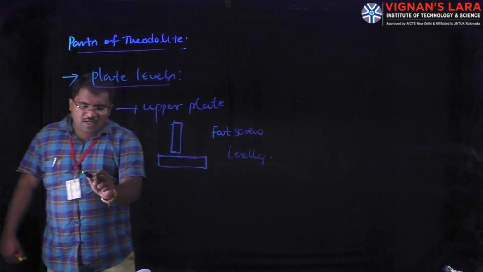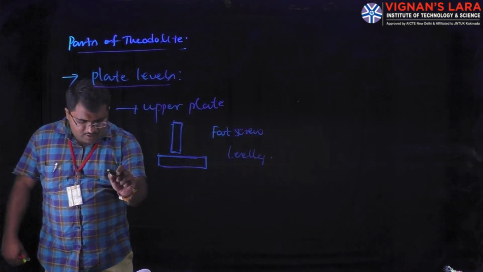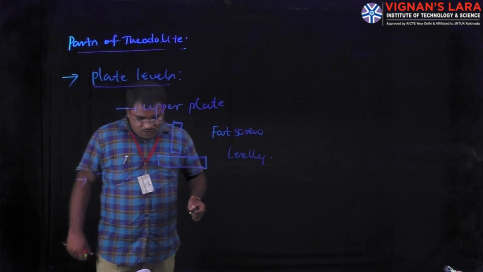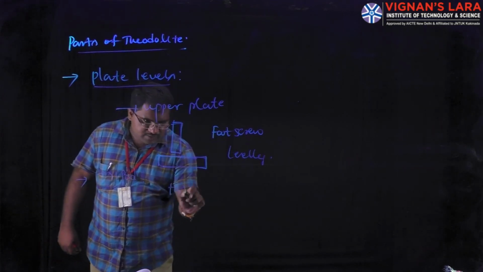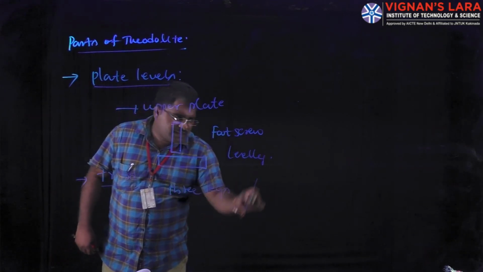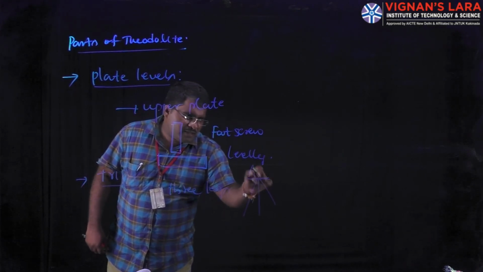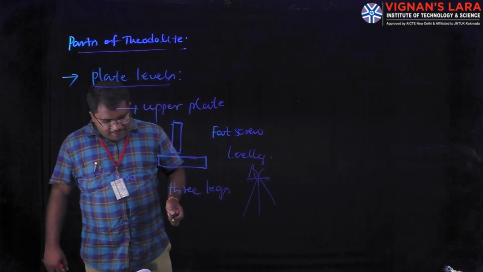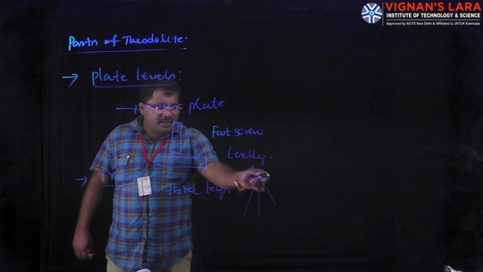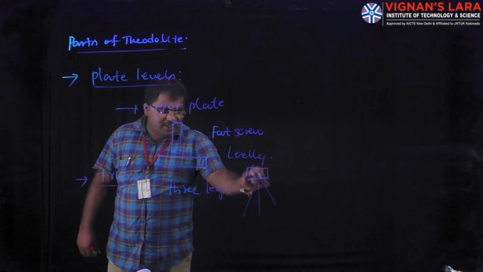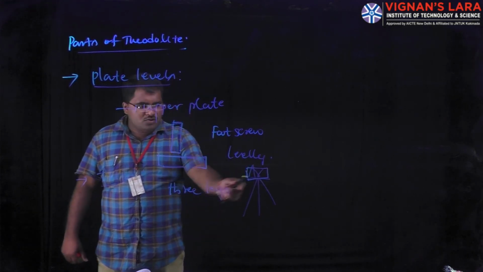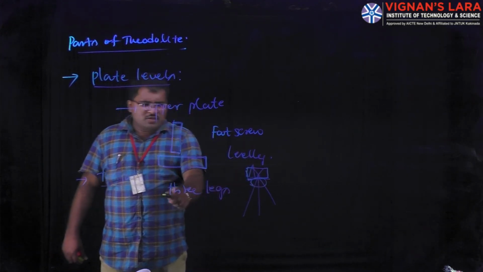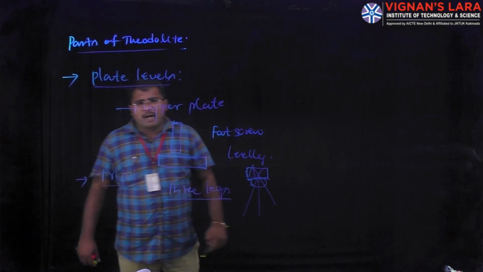Then the last part we have here is called the tripod. A tripod will have 3 legs, right? So we are going to place our instrument over it. To attach it, there will be the tripod head, the leveling head, where we will have a screw so that we can attach the instrument fixedly to the tripod. So these are the important parts of the theodolite.